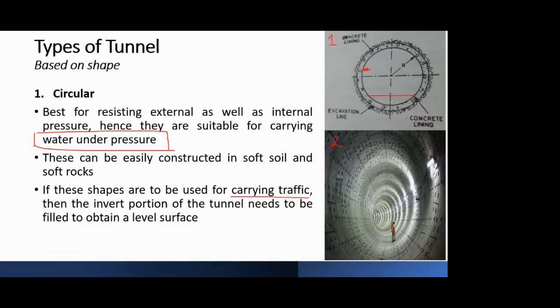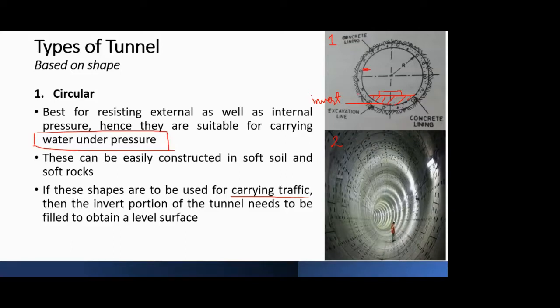But a circular tunnel will have a circular invert. Okay, invert is nothing but the bottommost level of your tunnel. It is known as the invert level. So for traffic to go inside the tunnel, you should have a flat invert level. So this needs to be filled with proper material, and once it is filled, then only you can place a railway track or a pavement over it, and then your traffic can go on.